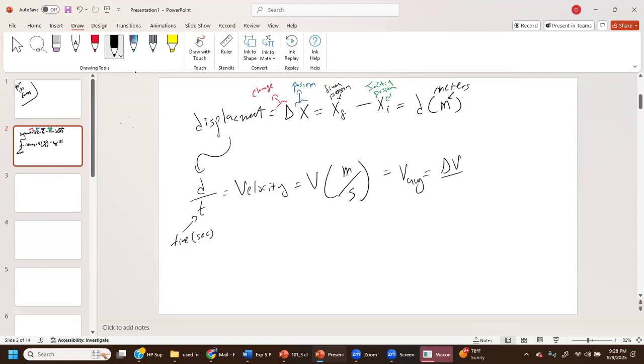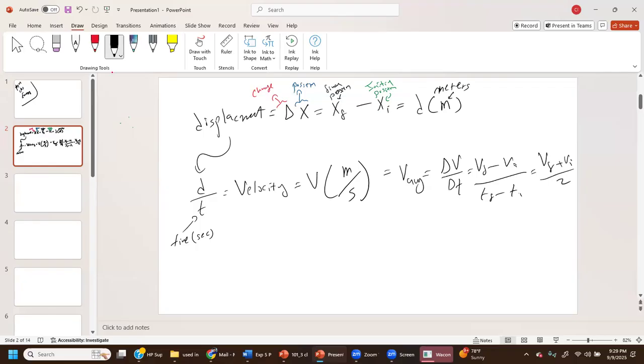When we talk about velocity, we're talking about your average velocity, which is your change in velocity divided by your change in time. So it's your V final minus V initial divided by your T final minus your T initial, which is going to be your average velocity. So it'll be your V final plus your V initial divided by 2.